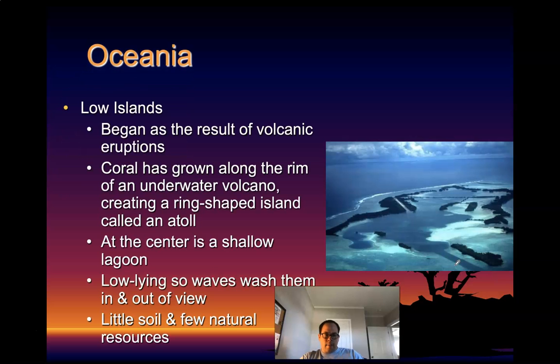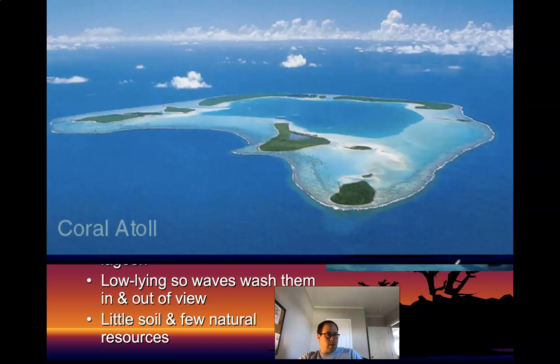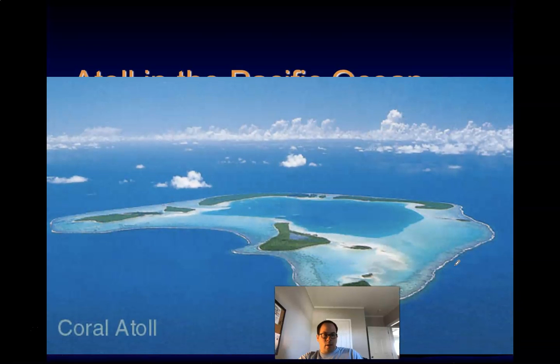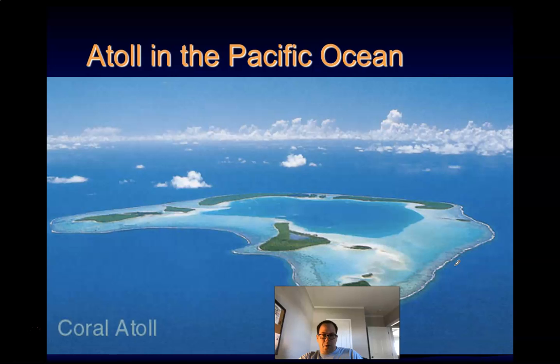There's low islands that began as a result of volcanic eruptions. Coral has also grown along the rim of an underwater volcano, creating a ring-shaped island with a shallow lagoon at the center. Low-lying waves wash over them, and there's little soil and natural resources on them. So here's an atoll in the Pacific Ocean. You can see how this is how islands really start to form.